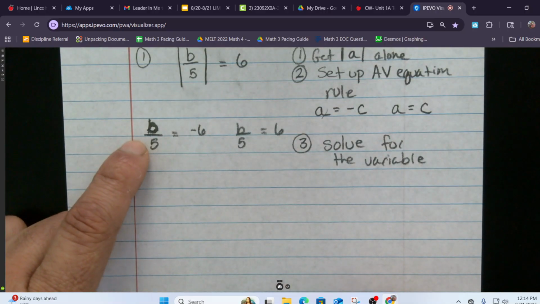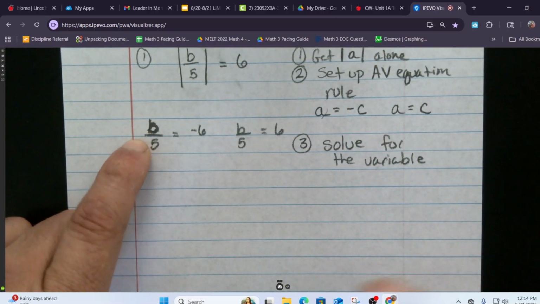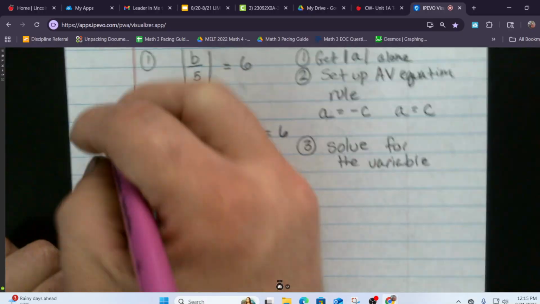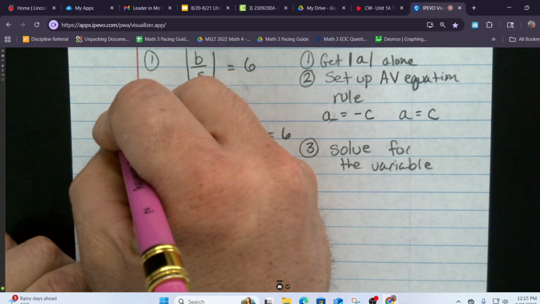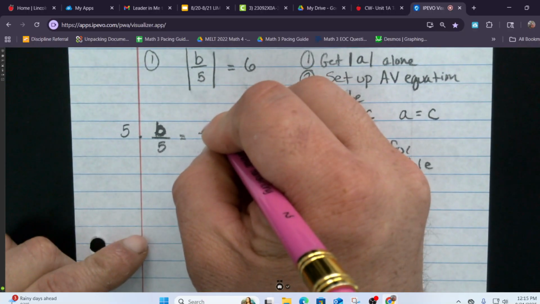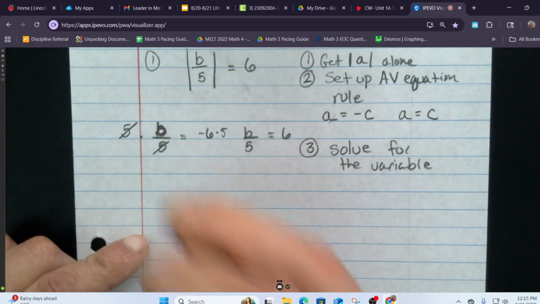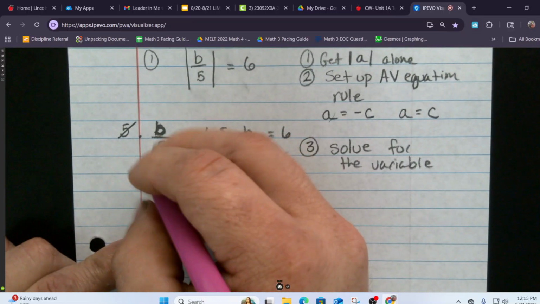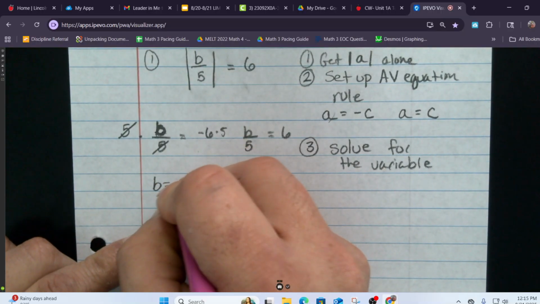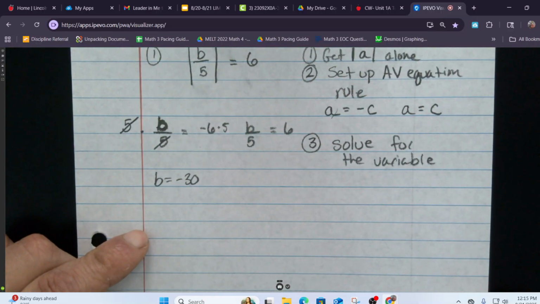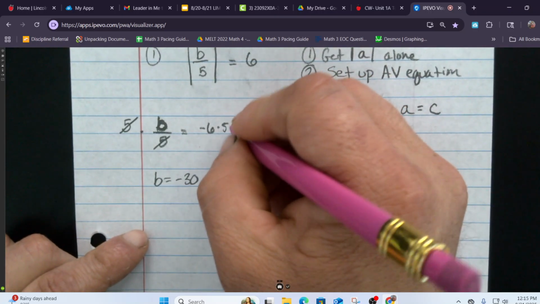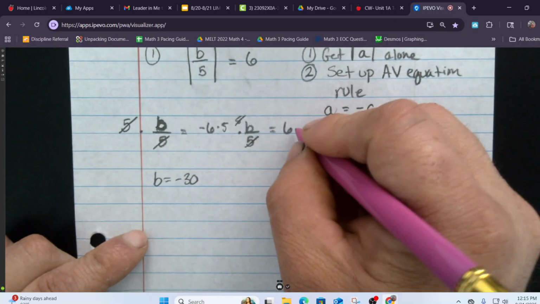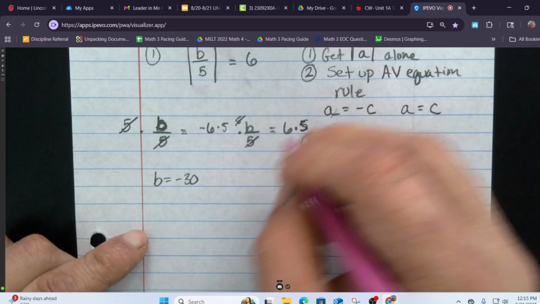Guys, remember, you've been doing these a while now. If the variable you're trying to get by itself is being divided, multiplication is how you undo it. The opposite of division is multiplication. Those always cancel, right? When you multiply, the denominator and that number cancel. B equals negative 30.